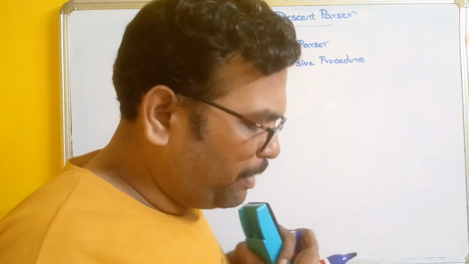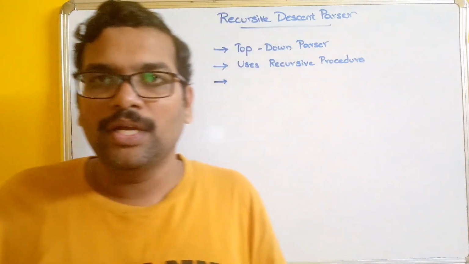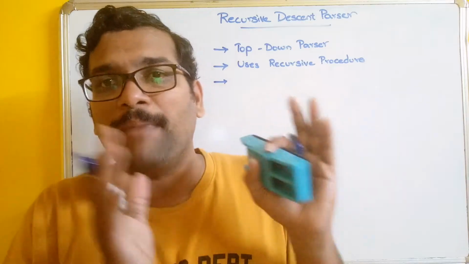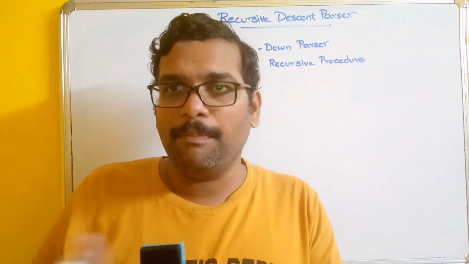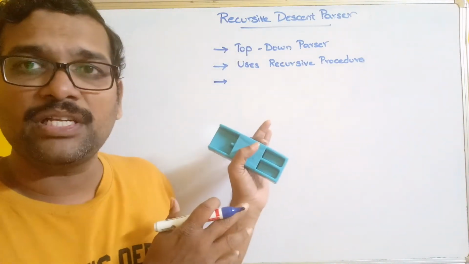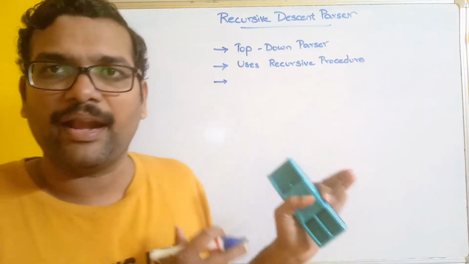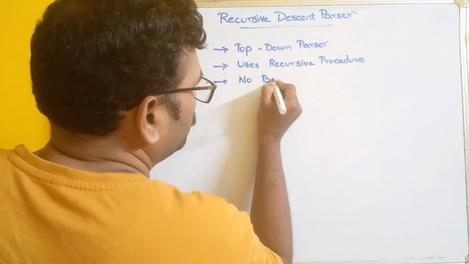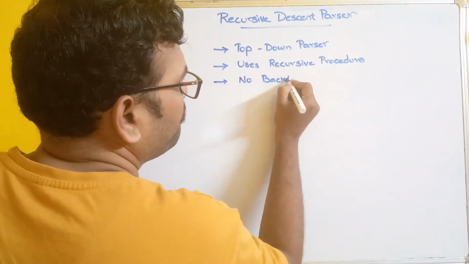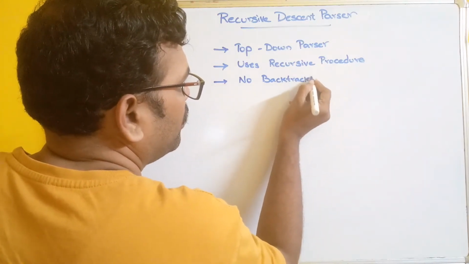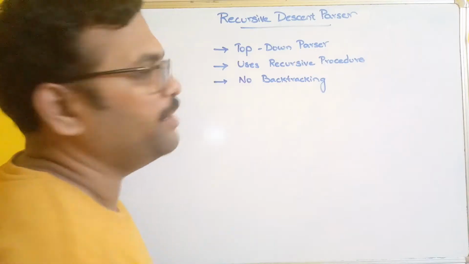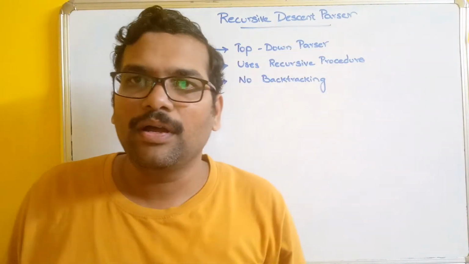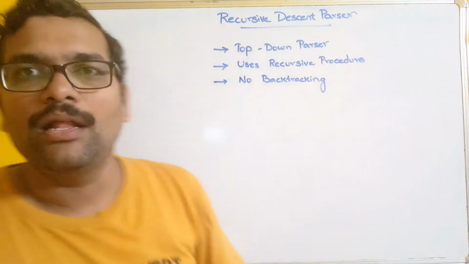Particularly in top-down parsing, there are two methodologies: using backtracking and without using backtracking. And this is the process where we are not using backtracking. No backtracking will be implemented or used. This is the main thing of the recursive descent parser.